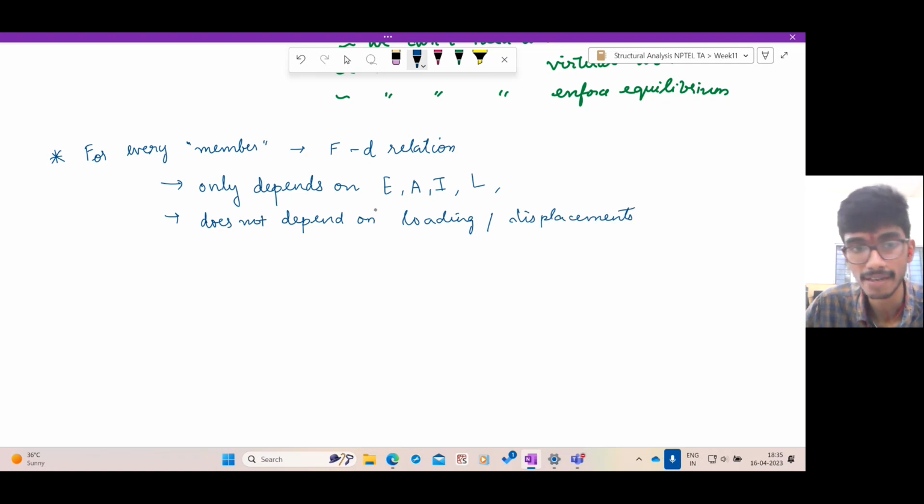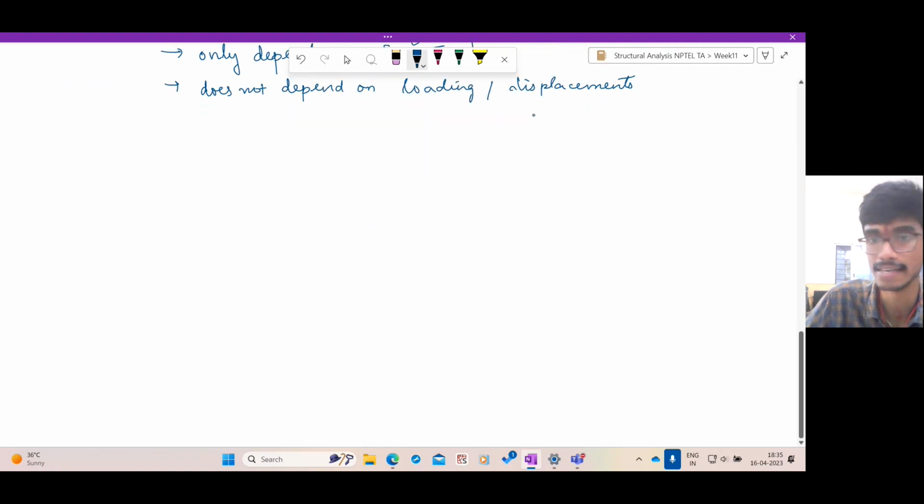So that is a very big advantage, which means once you know the cross-sectional properties, the material properties and the length, you know the complete force displacement relation of the member, even if you don't know any given loading. So that is the first idea.